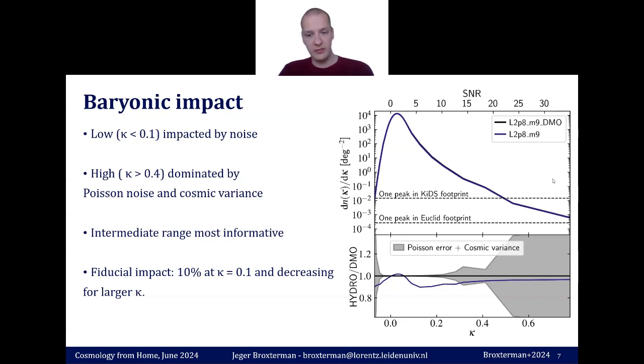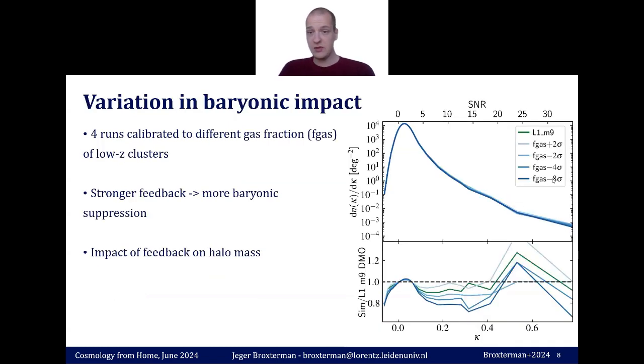by first considering different feedback. So that's what's shown in this plot. So now I consider 5 different FLAMINGO variations, which have all been calibrated to a different gas fraction in low redshift clusters, as indicated by the F-gas plus, for instance, 2 sigma. And the simulations with increasingly stronger feedback are indicated by the increasingly darker blue curves, as there's been more gas removed from these clusters, so there's stronger feedback. And you see that they also have an increasingly suppressed weak lensing peak number density.